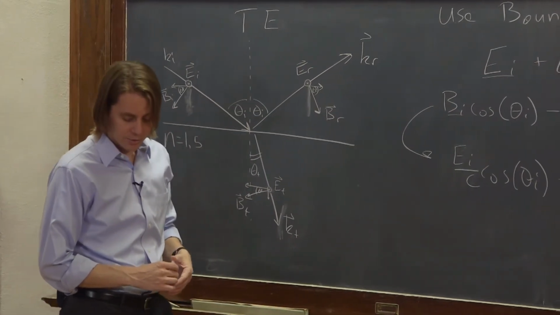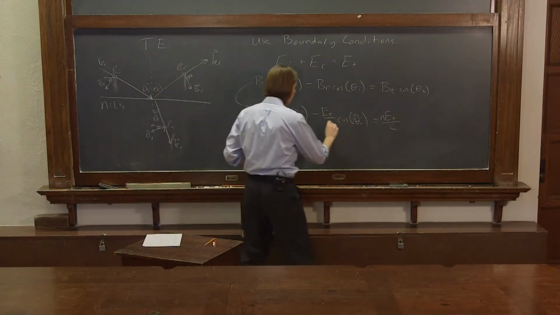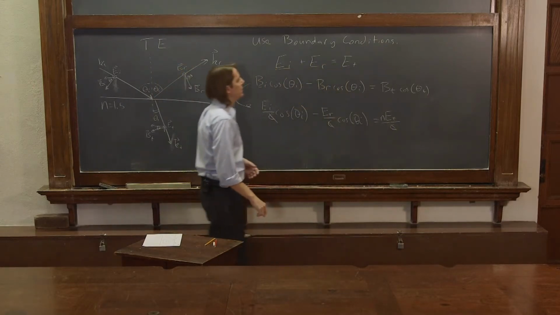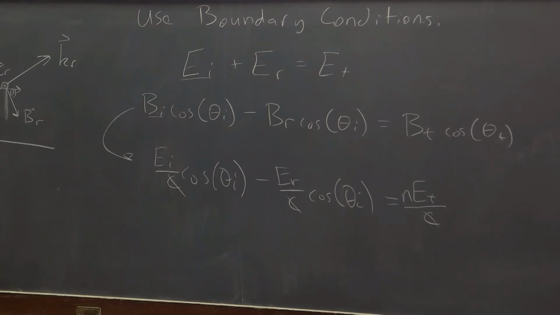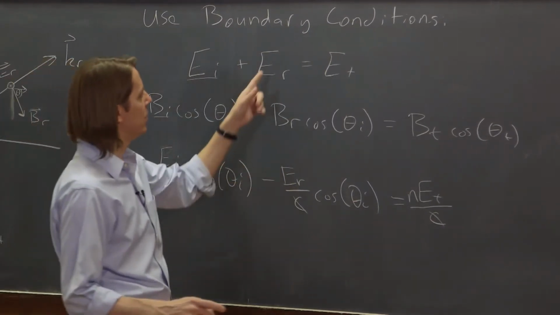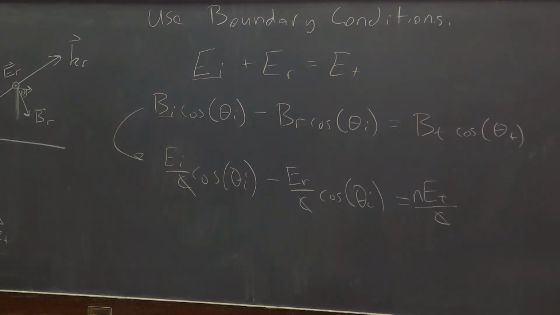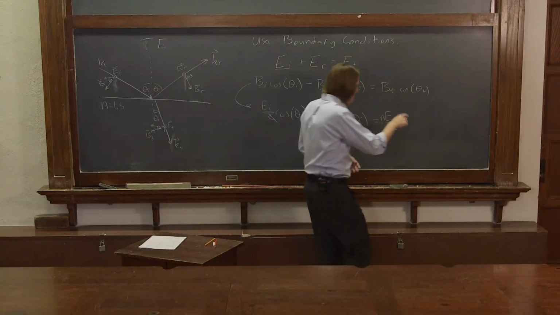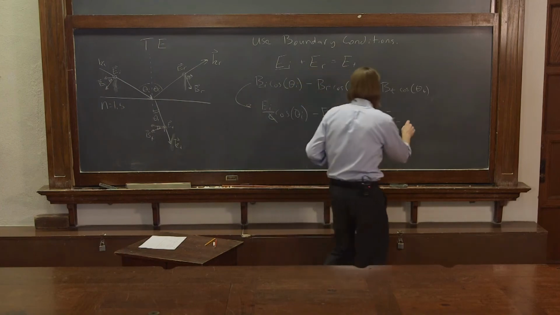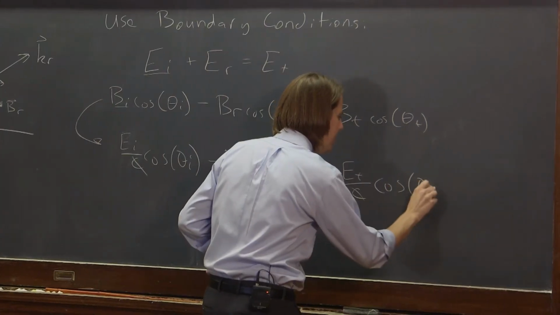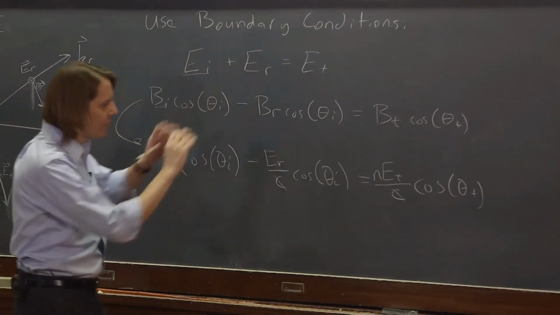Then you can cancel the C's. Now we have two equations, two unknowns. Right? All we need to know is ER and ET. So next we'll solve for that. Of course, I knew something was missing here. Right? So a very trivial problem. I forgot to write cosine theta t. So there you go. All done.